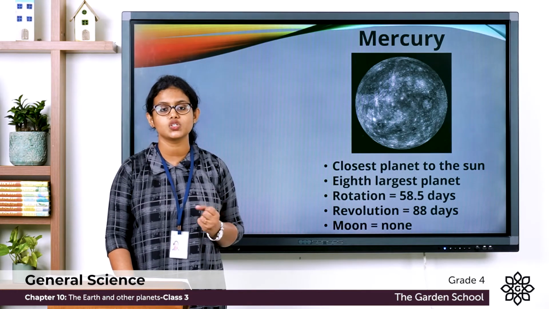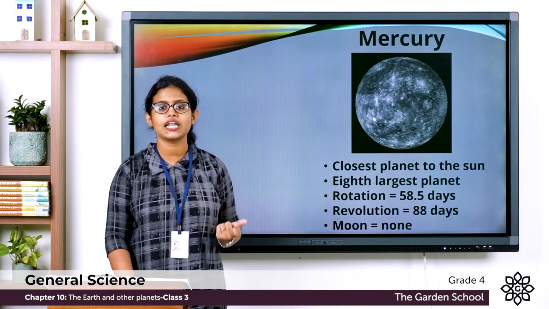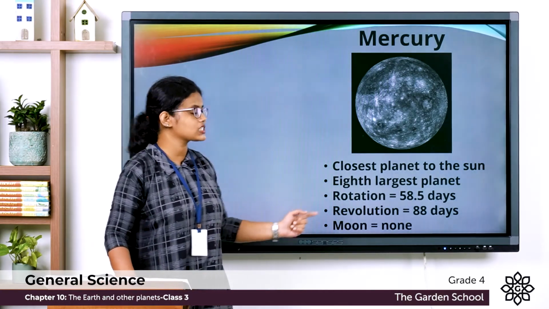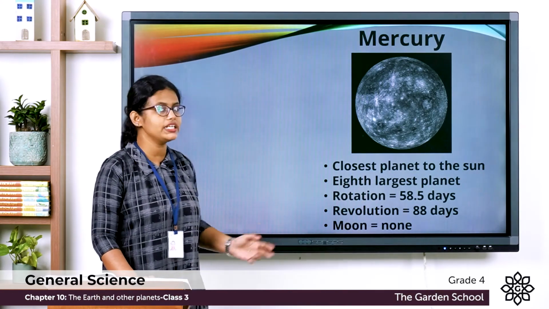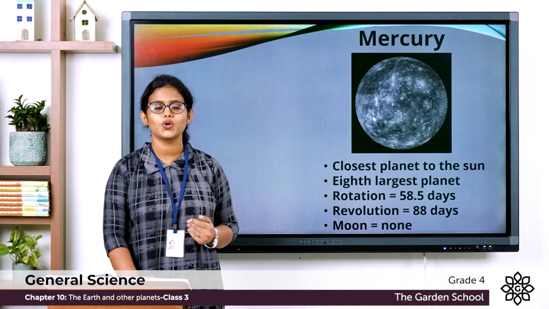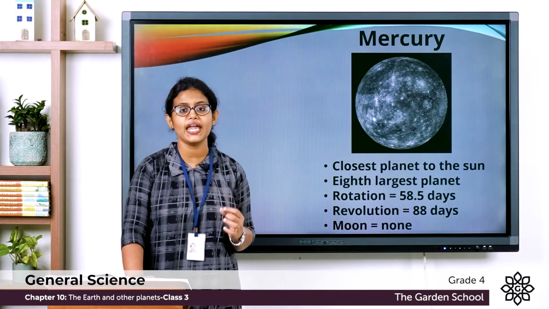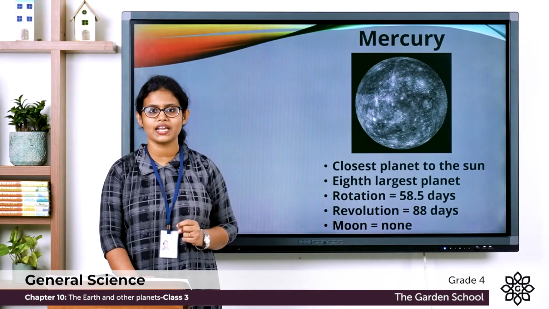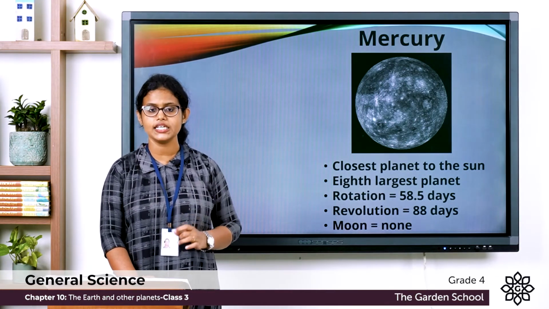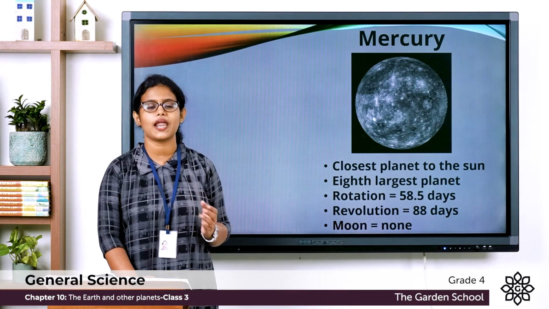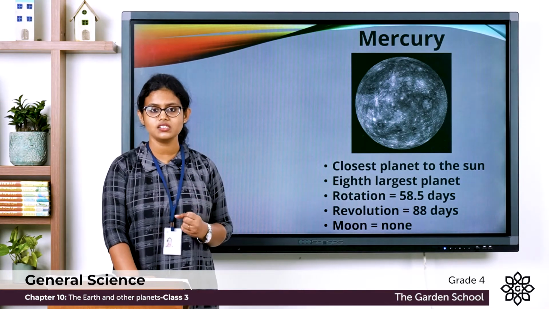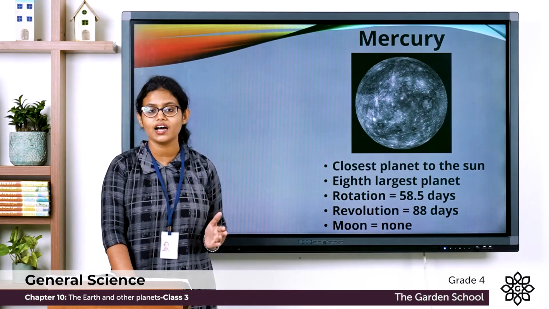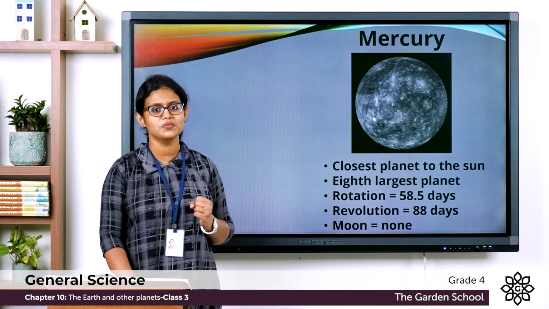We have learnt about rotation, the movement of the Earth around its axis, that is rotation. What about revolution? It takes 88 days to complete one revolution. What about moons? It does not have any moons revolving around it. So that is about the first inner planet, Mercury. Mercury is the smallest and closest planet to the sun. This planet is very hot and it revolves around the sun faster than other planets.